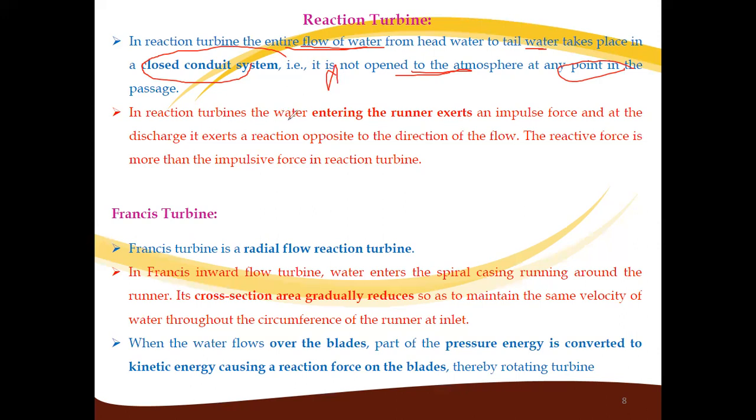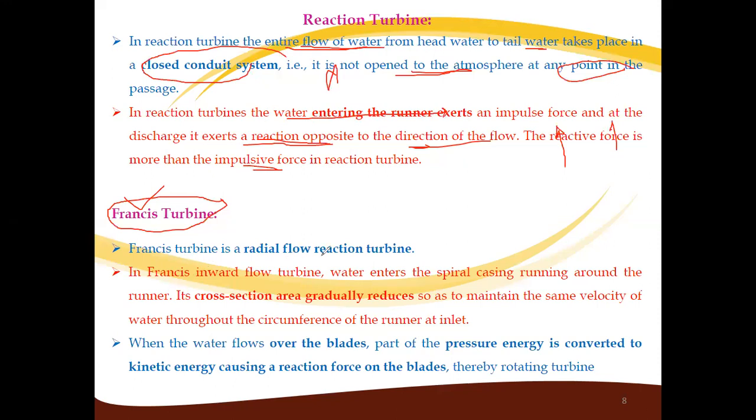Now in a reaction turbine, water entering at the runner exerts an impulse force, and when it discharges, it exerts a reaction force, which is opposite to the direction of flow. And this reactive force is more than the impulsive force in a reaction turbine. Because of this reaction force, the turbine gets rotating. Examples of this reaction turbine are the Francis turbine and the Kaplan turbine. Now we will see the Francis turbine.